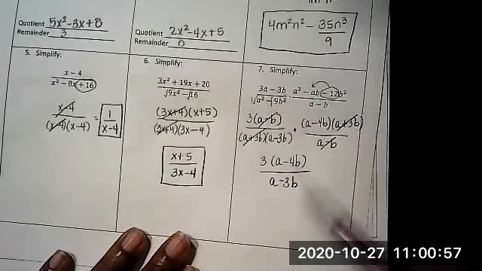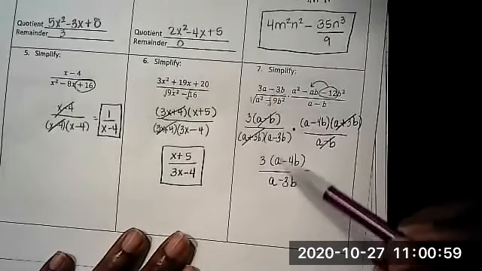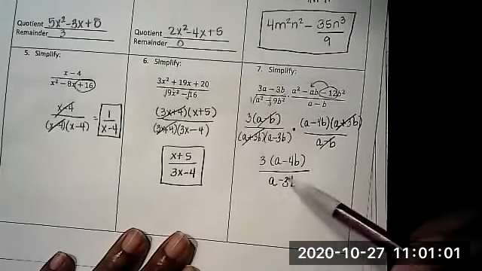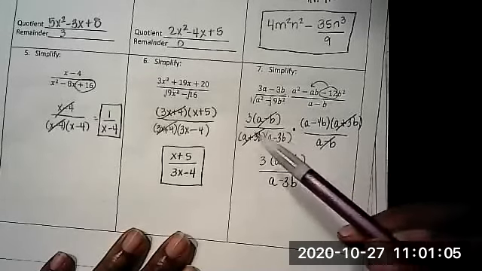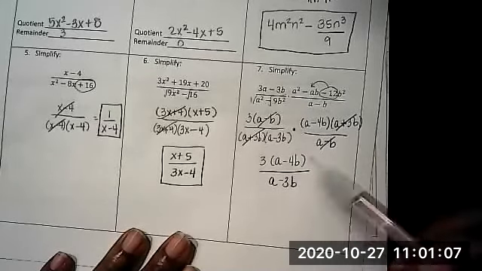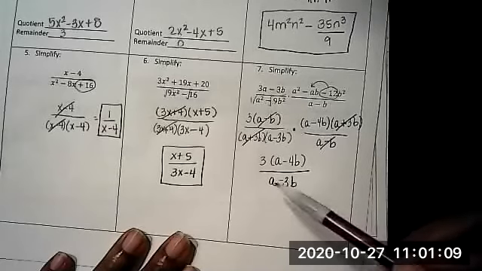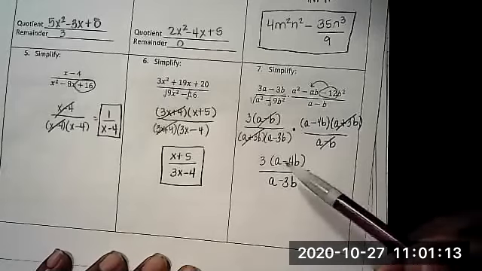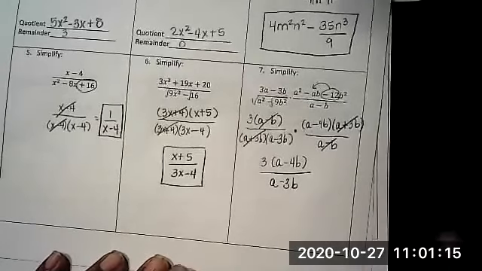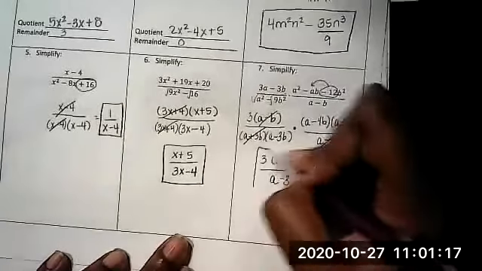So now that you're done, you cannot just cancel the a's out. You can't cancel the 3's out. You can't do that when you're adding and subtracting. The whole thing has to be the same when you have a subtraction or addition in between. They're like married now, okay? Good. So this will be your answer for number 7.